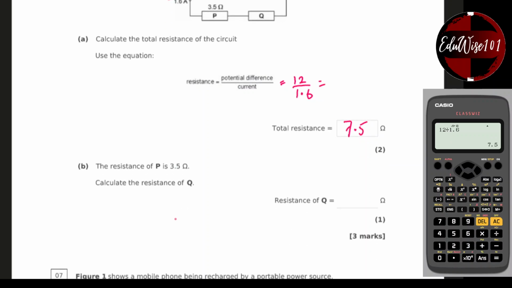Sorry, the resistance of P is 3.5 ohms according to the diagram here. Calculate the resistance of Q. So the total resistance is 7.5. You take away 3.5, and that gives me 3.5 again.